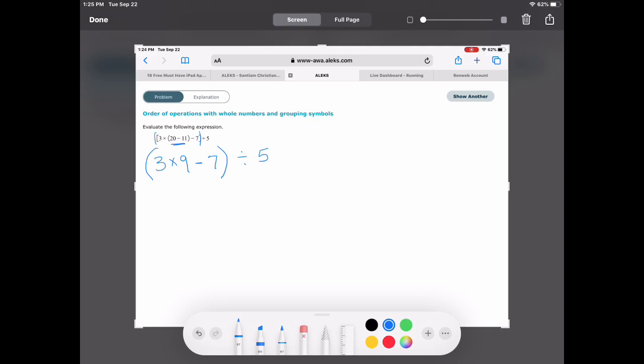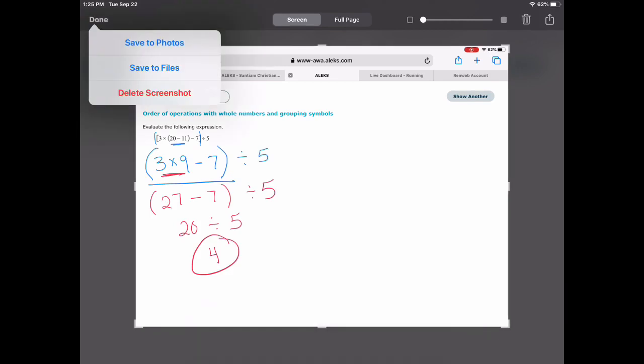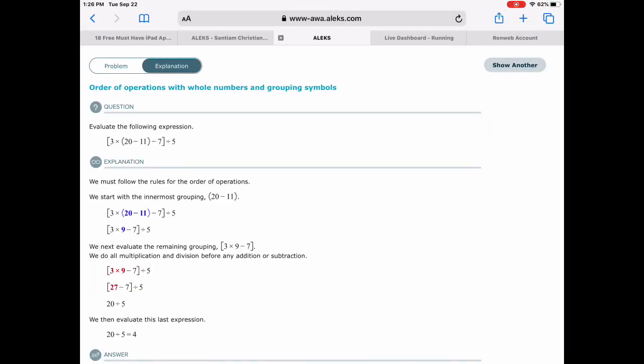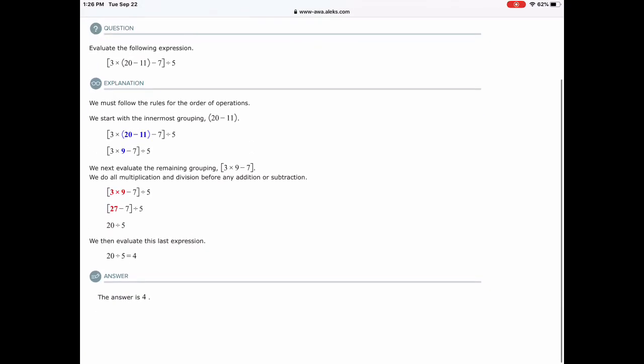And I just turned these guys into regular parentheses at this point because we don't have two different things going on. Now, inside of these parentheses, I have to follow order of operations. Multiplication comes first. So I'm going to have 27 minus 7. Keep everything else the same. 27 minus 7 is 20. Once I get down to one number, my parentheses can go away. And 20 divided by 5 is 4. Okay, explanation. There we go.